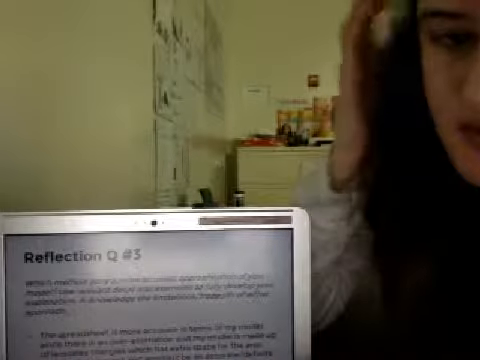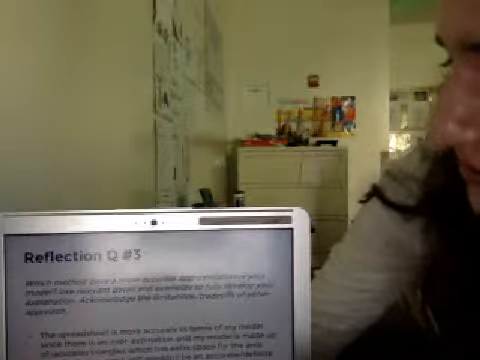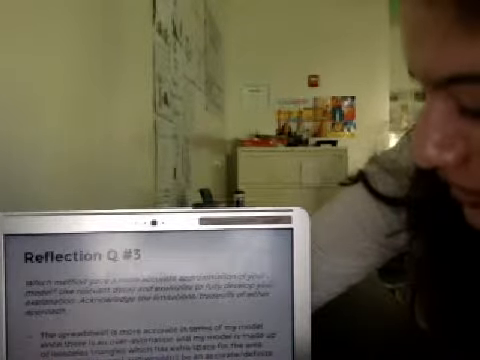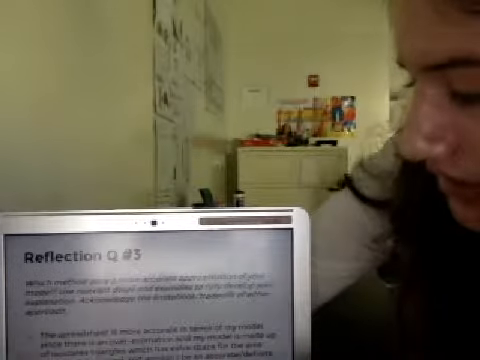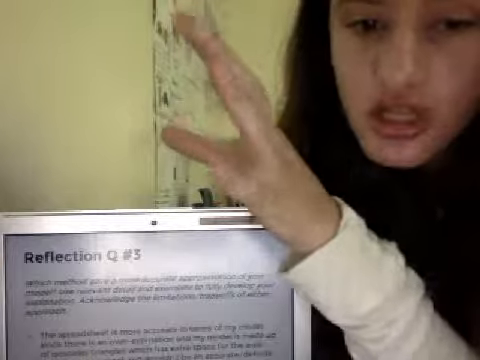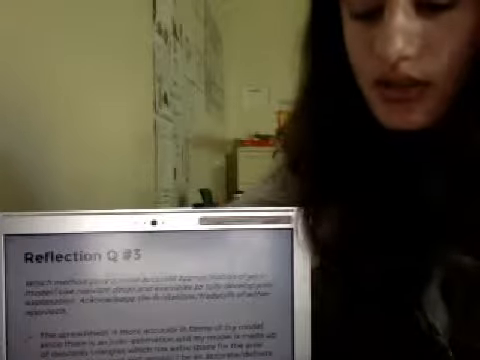And my last reflection question, which method gave a more accurate approximation? The spreadsheet is more accurate in terms of my model since there is an overestimation, and since there's an extra area, the spreadsheet actually works, and the integral would be too perfect for my model.